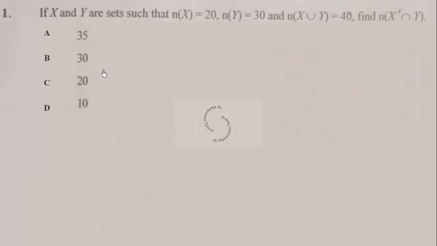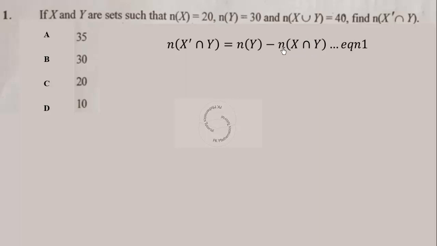There's another way you can go about it. We know that the number of elements in x complement intersection y is the number of elements in y minus the number of elements in their intersection. So we just have to find this, and to find this, because we know this already, it is 30, we need to find this and substitute here.